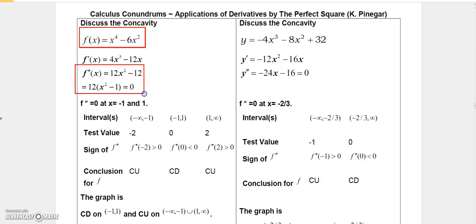So set that second derivative equal to 0, and I can factor 12 out of these, and I get 12 times x squared minus 1. Then you can set x squared minus 1 equals 0, and you can see that the second derivative equals 0 when x is minus 1 or plus 1.